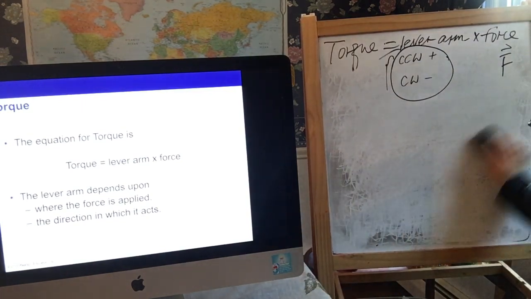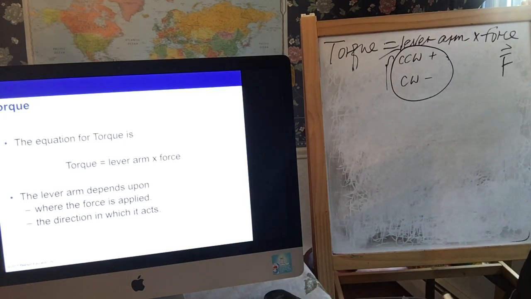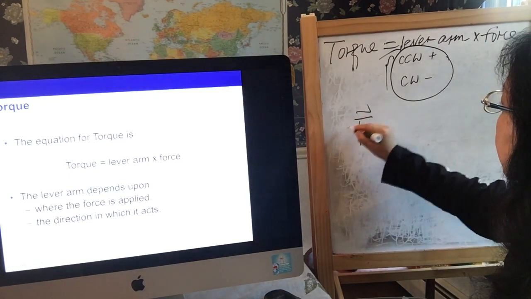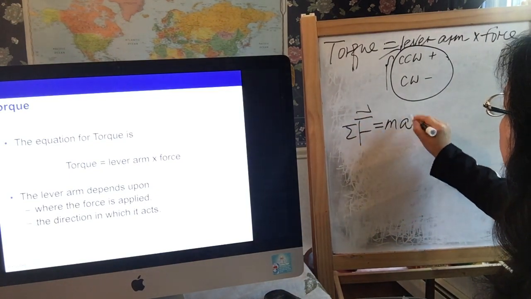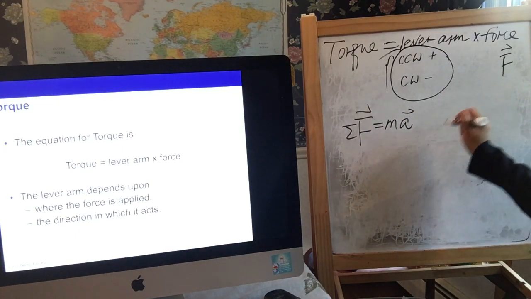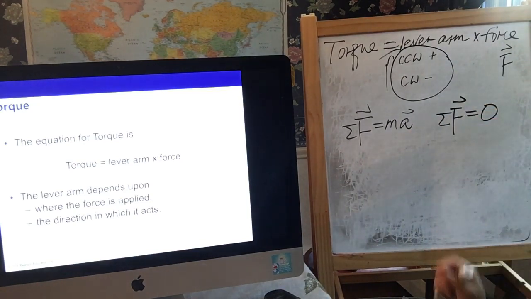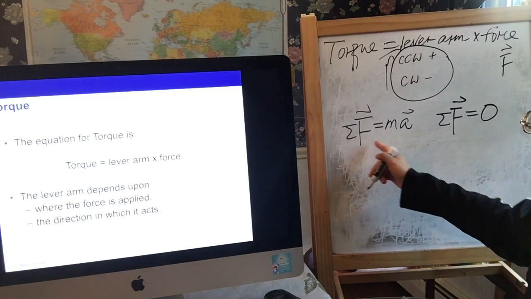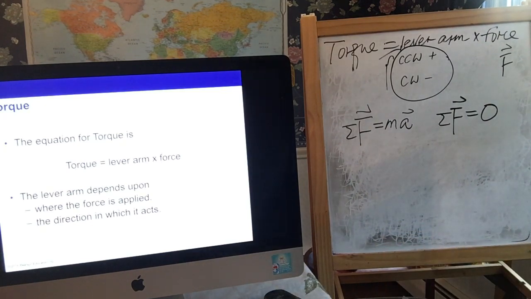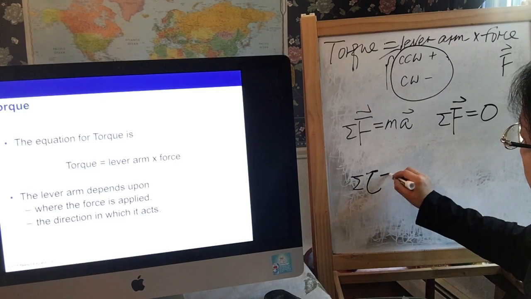So why do we need to talk about positive torque or negative torque? Okay, so if you still remember Newton's second law, because of the force, that's why we have acceleration. But if the net force is 0, we know the acceleration is 0, and we also know the object is at equilibrium.